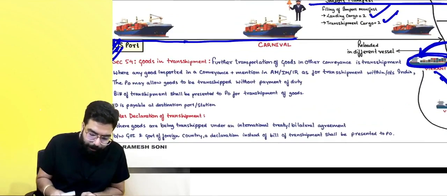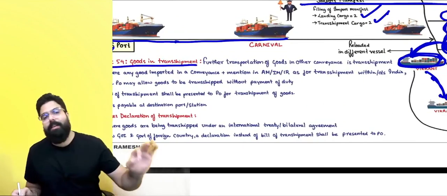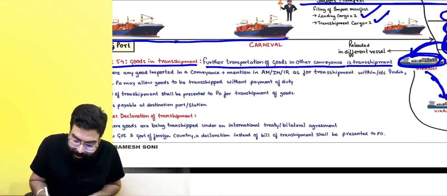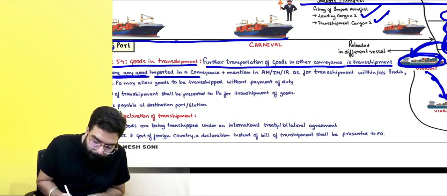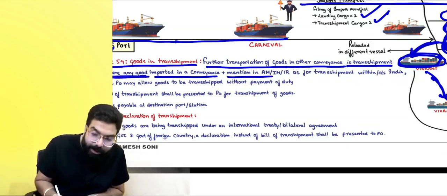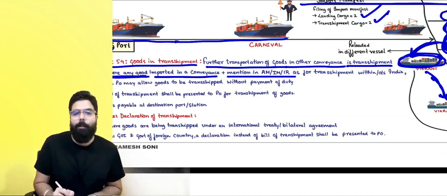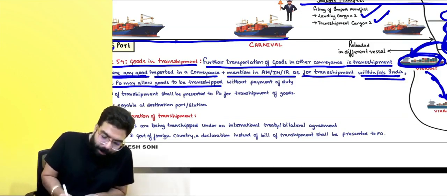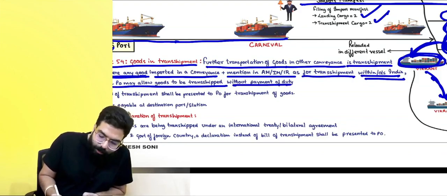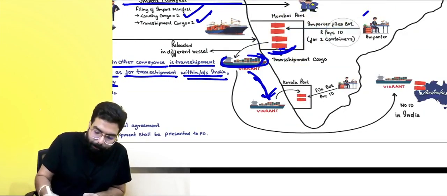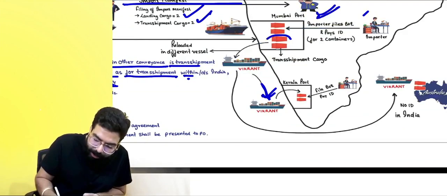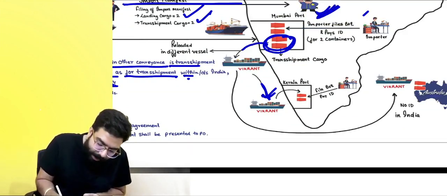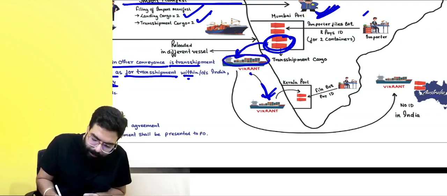What do you mean by transshipment, everyone? Goods in transshipment, section number 54: further transportation of goods in another conveyance is transshipment, where any goods imported in a conveyance are mentioned in the arrival manifest, import manifest or import report as for transshipment within or outside India, the proper officer may allow the goods to be transshipped without payment of duty. So, the proper officer over here will not collect any duty on these goods. He will just give permission that okay, you can load the goods in a separate ship and take them further.